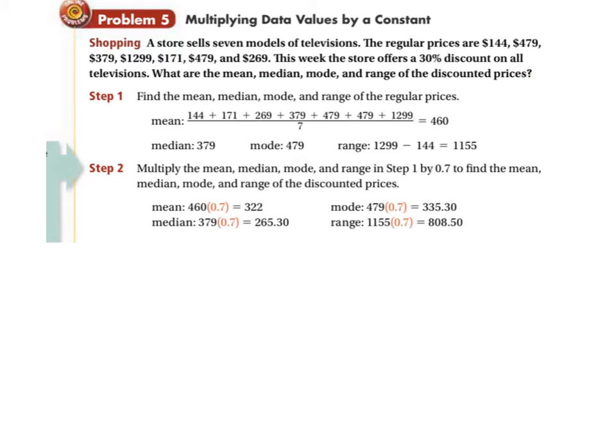So we can find the mean, median, mode, and range using the original prices. And we can easily then multiply the mean, median, mode, and range in step 1 by 0.7, because you're paying 70% of the price if you're taking off 30%. And that's what we do. The reason this works is basically the distributive property, really. So you can just take each of your values and multiply them by that same 0.7.